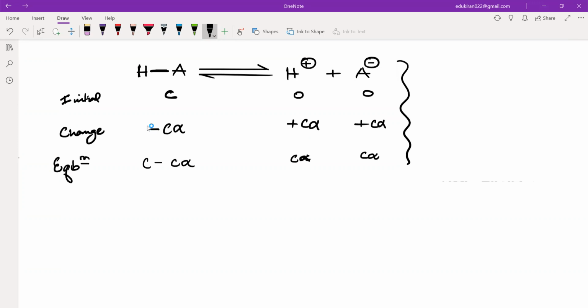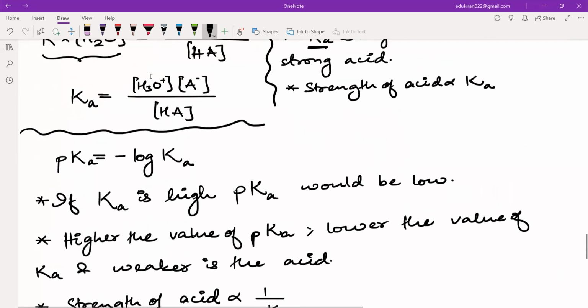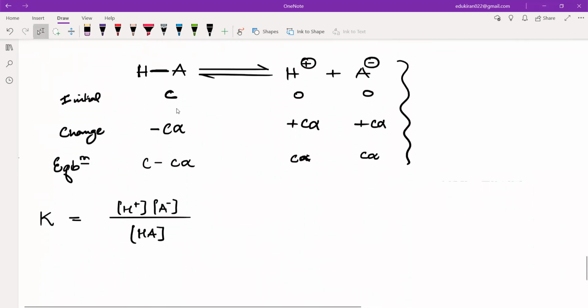Okay, C alpha into C alpha. Now for this case, I can write K will be equal to the concentration of H plus ions into the concentration of A negative ions divided by the concentration of undissociated acid. If you see this equation, it is completely equal to Ka, right? H plus into A negative divided by HA. Hence, this is the Ka.